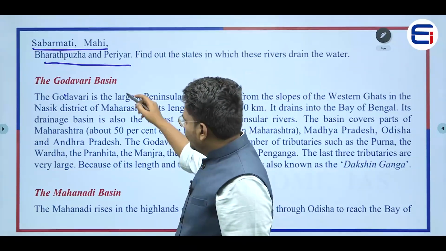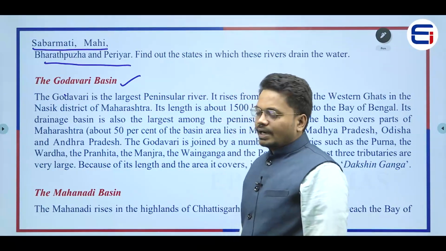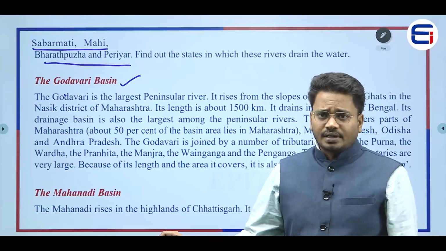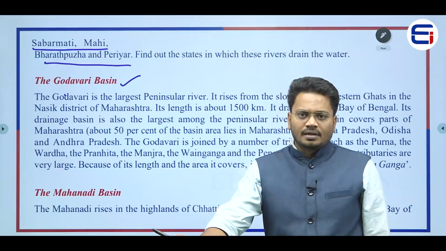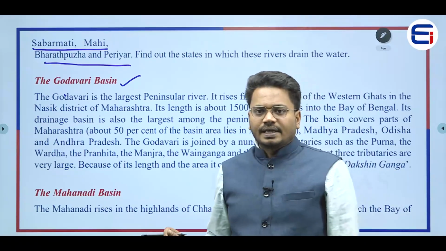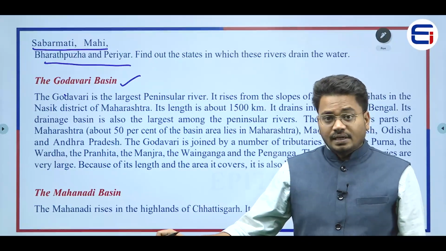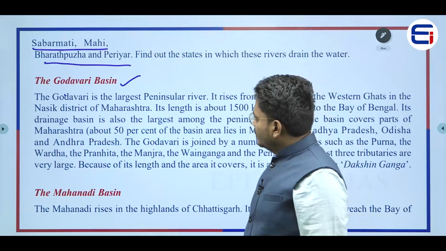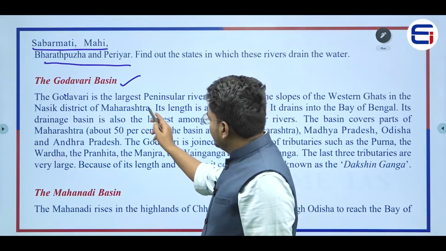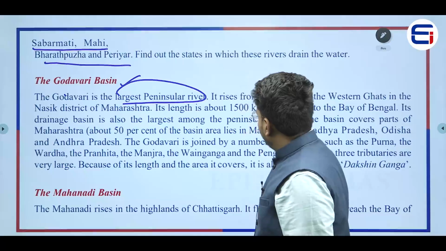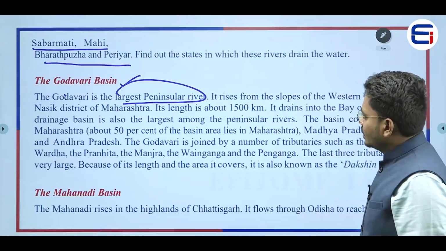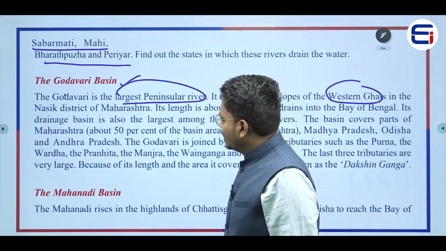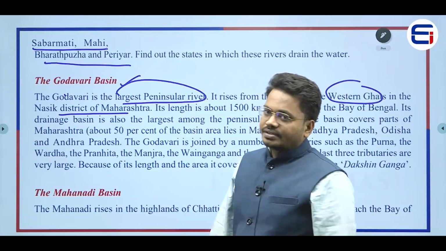Now, the third important basin is Godavari Basin. And if you see this Godavari river, this is the largest peninsular river which we can see in peninsular plateau, right? Or else we can say that this is the second longest river, or else we can say that this particular river is called as Dakshin Ganga, right? So, if you see this particular river, here he is saying that it is the largest peninsular river, and if you see the point of origin, this particular Godavari river would be originating in the Western Ghats, which are present in Nasik district in Maharashtra, right?